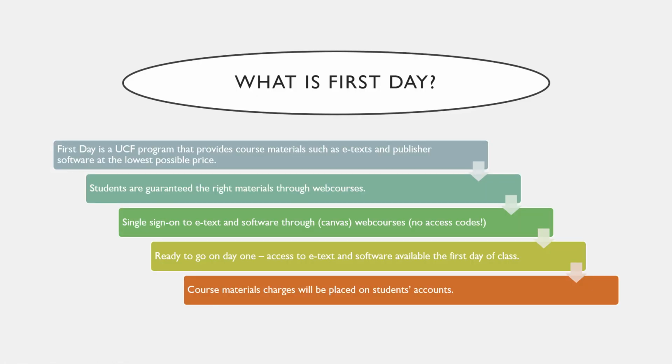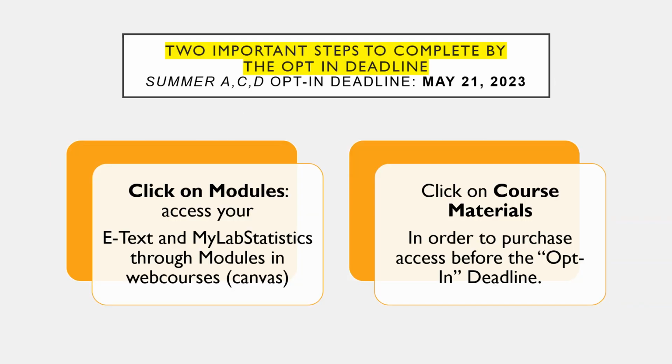This course is participating in the UCF First Aid program, which is a special program that provides students easy access to the e-text and publisher software at the lowest possible price, and it's also accessed directly through web courses. You don't need to buy an access code or sign on. You'll simply go to web courses and access the book and the software there. And I'll show you how you do that in the next couple of slides.